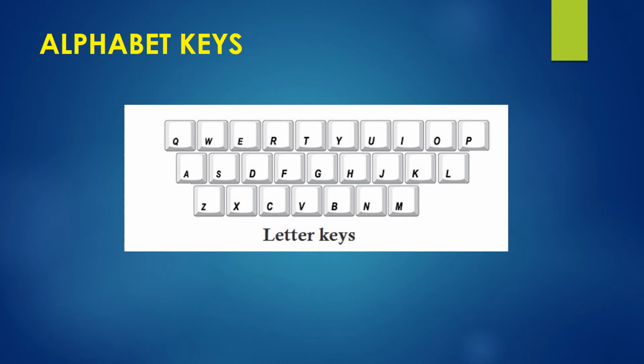Alphabet keys. Children, do you know alphabets? That is A to Z, right? So in our keyboard, A to Z, A, B, C, D, that means alphabets are given so that we can write words, we can write letters. The alphabet keys are 26 in number. There are 26 alphabet keys, total A to Z, 26.